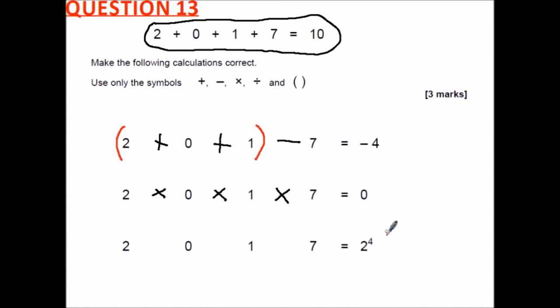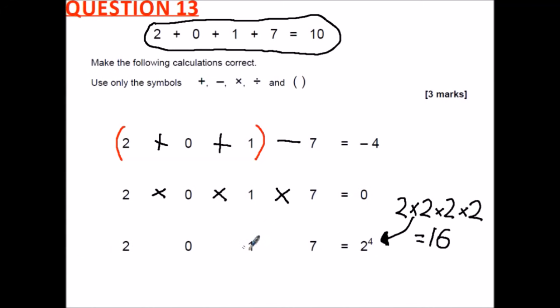The final one, we've got 2 to the power 4. So you need to work out what 2 to the power 4 is. It means 2 times by itself 4 times. So it's 2 times 2 times 2 times 2. 2 times 2 is 4, times 2 again is 8, times 2 again is 16. And so we need to make these numbers here come to 16.